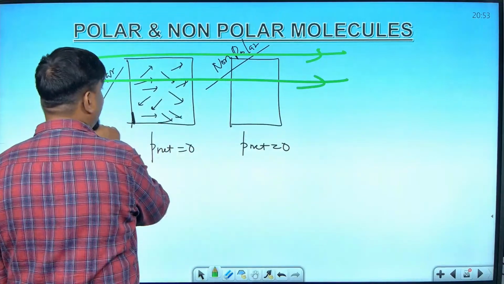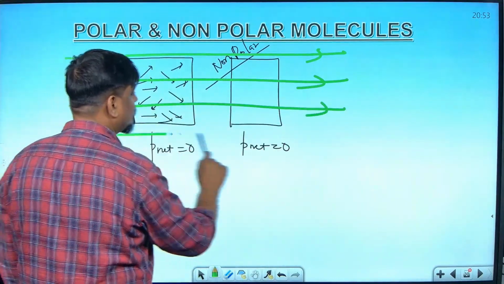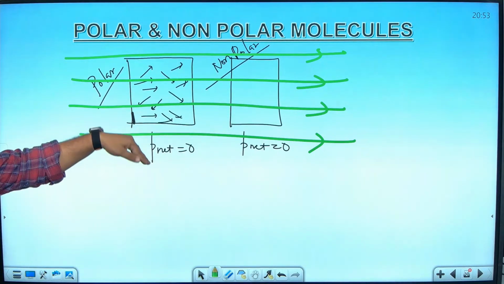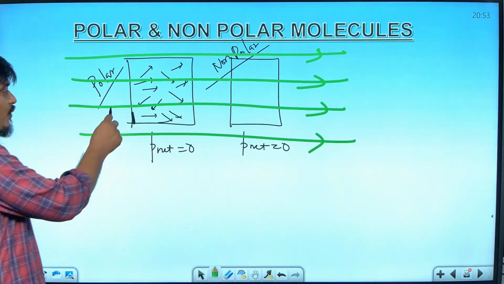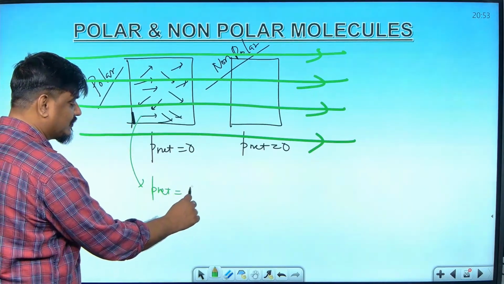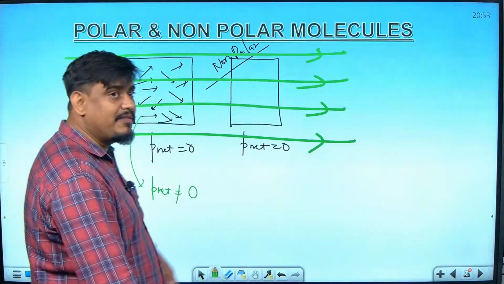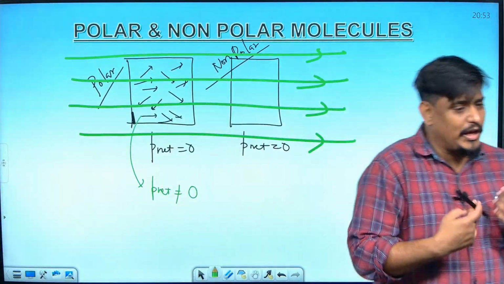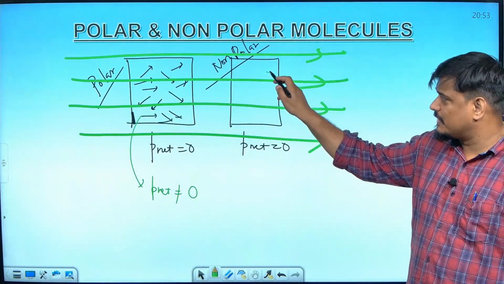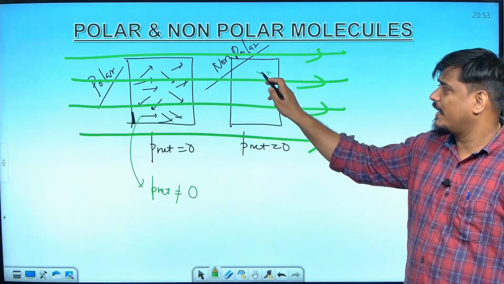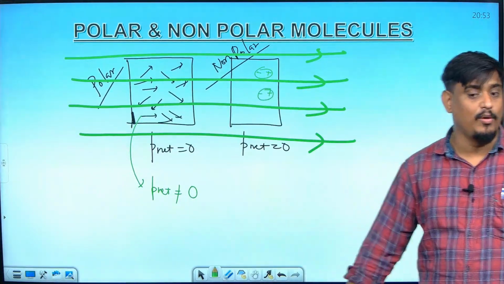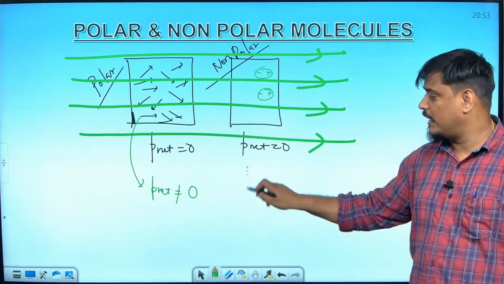But the moment you provide an electric field to it, you know what will happen now? The polar molecules start aligning in the direction of the electric field, and so now they will have a net dipole moment which will not be 0. And in the non-polar case, there was no dipole, but because of the electric field, the positive will start going towards the field, the negative will go away from it, and some kind of dipole forms. Here also dipole moment will not be 0.